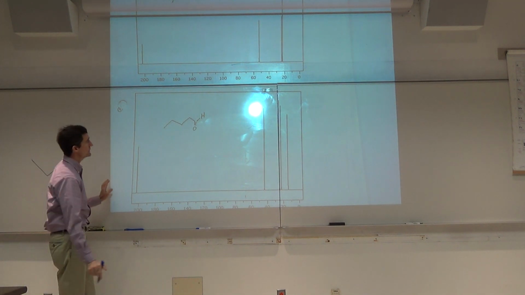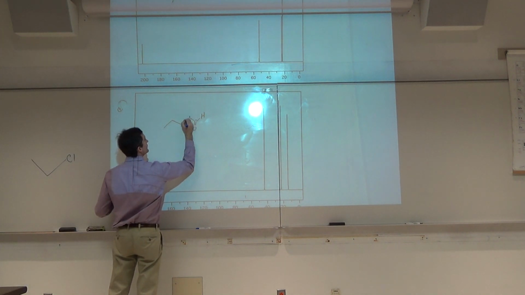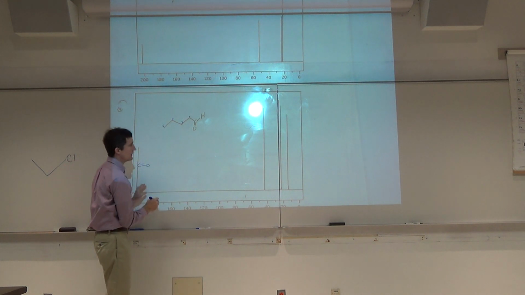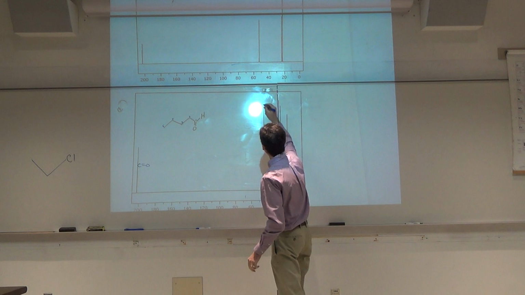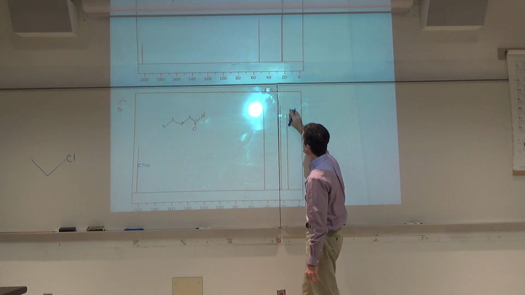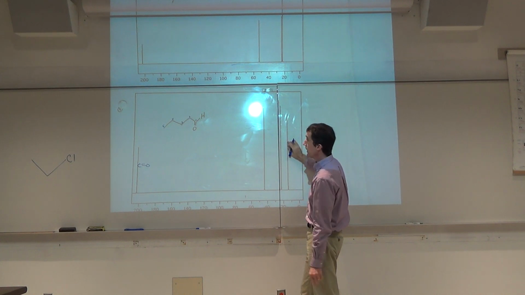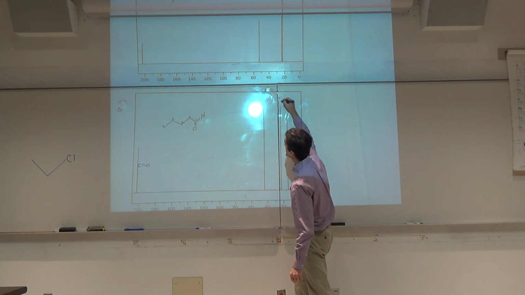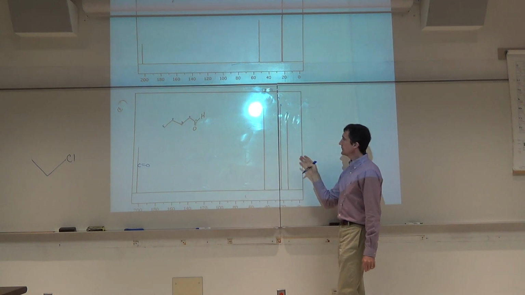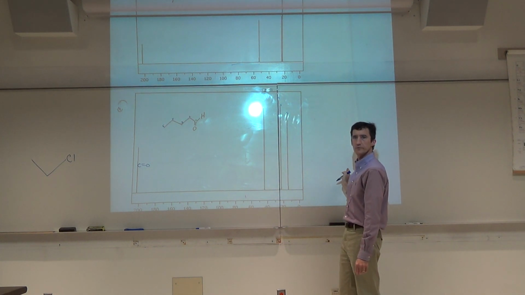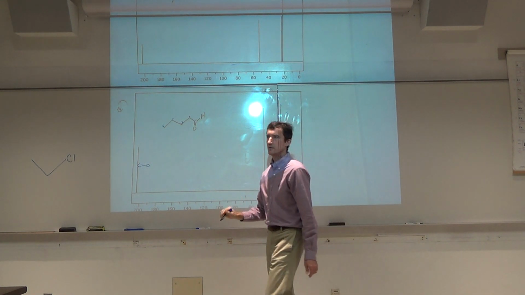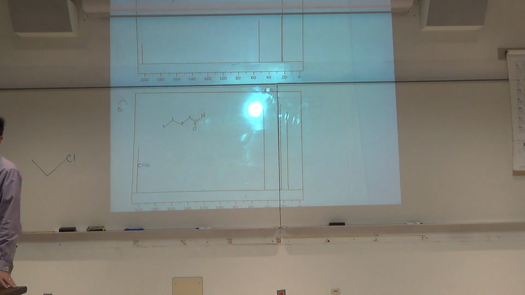Okay, how many signals? 1, 2, 3, 4, 5. No symmetry. What is this? Here's your carbonyl. Down here, this is probably 2. Basically, you could be wrong, but I'm going to say this is probably 3, 4, and 5. As you move away from the carbonyl, you're going to be more upfield. But like 3 and 4, you could be wrong. It's very hard to tell. I mean, I don't know how you would tell.